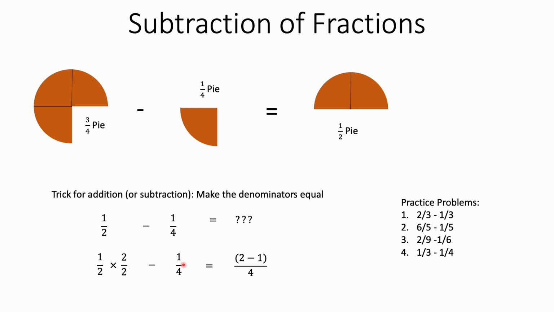Okay, and if you see this in picture form, if you have half a pie, and if you take away 1/4 from it, you'll be left with 1/4.